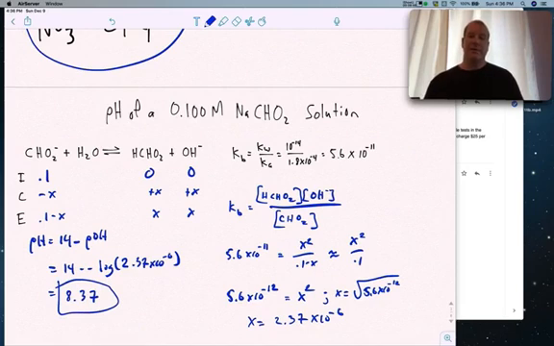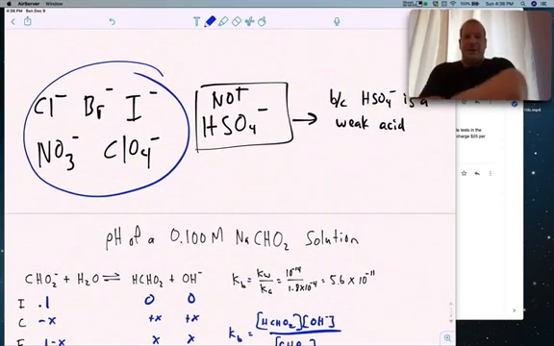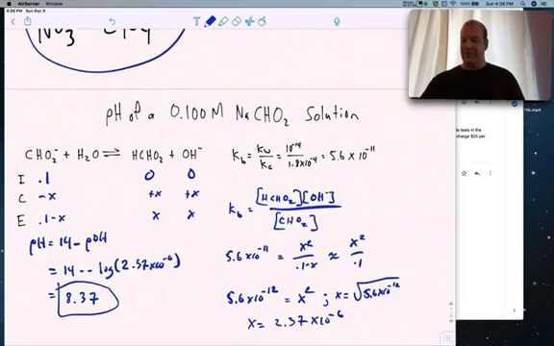So that is how you do an example like this one. Let me re-explain it. We know that this is a basic salt. How do we know it's a basic salt? Because it's not one of those ions. Those ions are from the strong acids, with the exception of bisulfate or hydrogen sulfate, because that's a weak acid. So it's not one of those. Therefore, it must be alkaline.